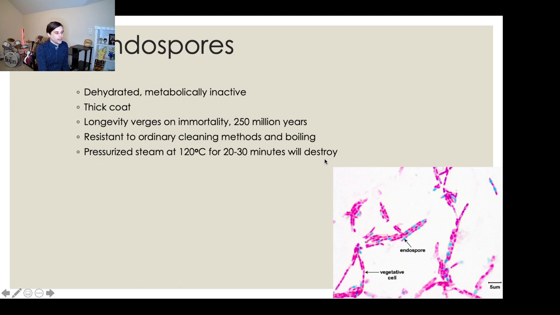So we've talked about endospores. They've been around for a really long time. They found endospores in Arctic ice cores that date back to 250 million years, if not a little older, and they've been able to revive them successfully in a lab. So very strange. About the only way to destroy them is to burn them or to use pressurized steam, and that's a really good way. So the autoclave will kill them.